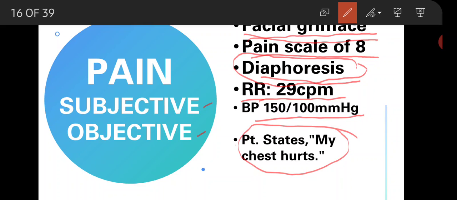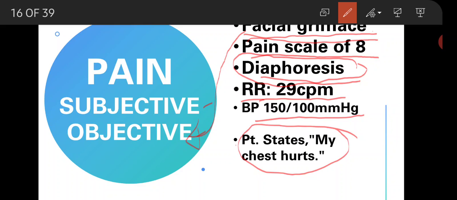Okay, now let's describe facial grimace. If you are the nurse, you're looking at a patient having chest pain, so you will look at the face, you will use your sense of sight, and you will see the face. The patient is making a grimace face. Therefore, you observe it, you see it. So, facial grimace becomes your objective data.